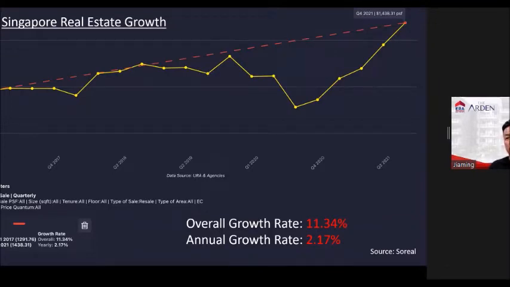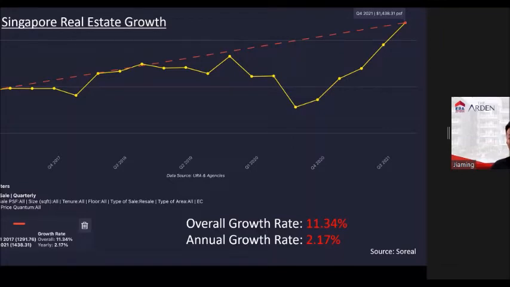Now, this is a set of data from SoReal, from Q1 2017 to Q3 2021. This is the overall real estate growth in Singapore. I know some of you might argue, I see that last year to this year it increased 10 point something percent. Yes, that is in PPI, but this is actually raw data in PSF across the whole of Singapore non-landed properties.